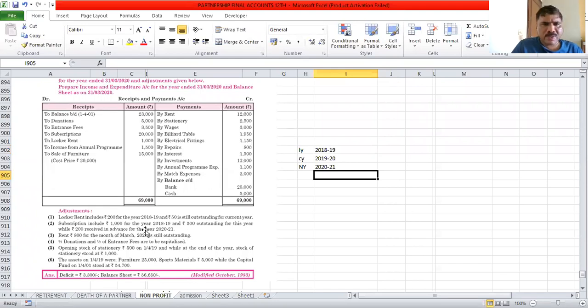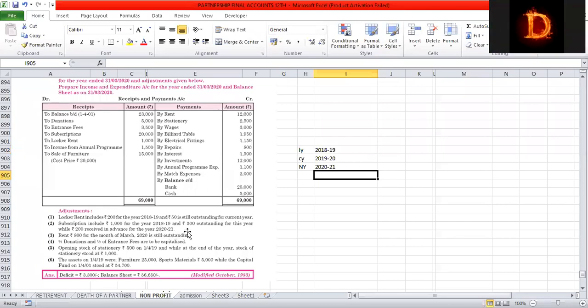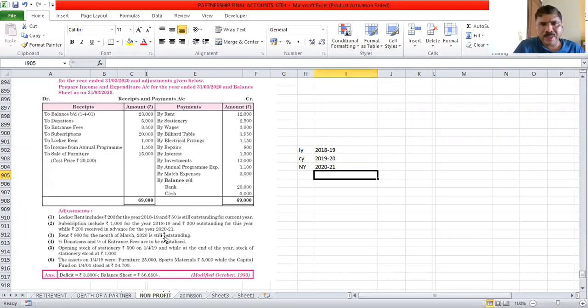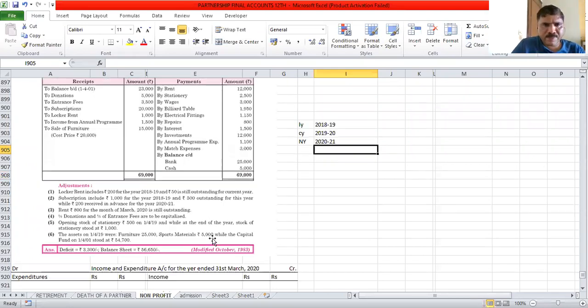Subscription includes 1000 for year 18 and 19. 18 and 19 means last year. And 500 outstanding for the year, while 200 received in advance for the year 2021. 2021 means next year. Rent for rupees 800 for the month of March 2020 is still outstanding. Rent, we have the adjustment. Half of the donation and half of the entrance fees to be capitalized. Donation and entrance fees, we have the adjustment.